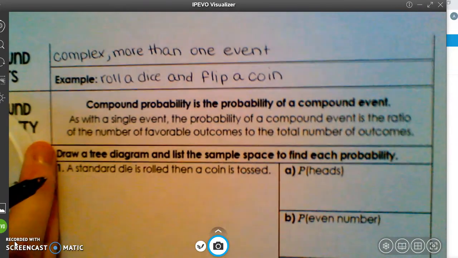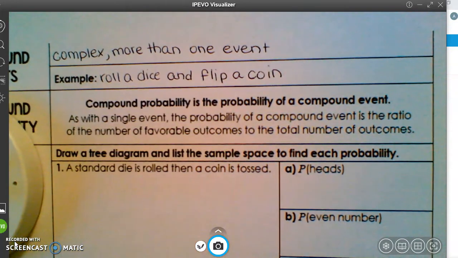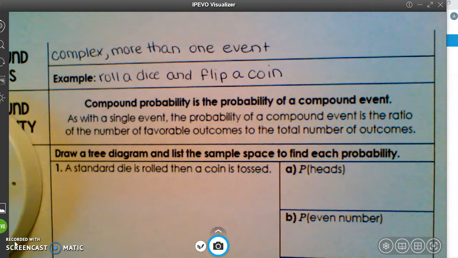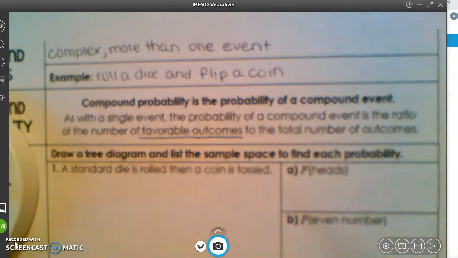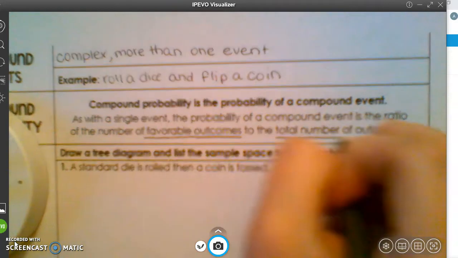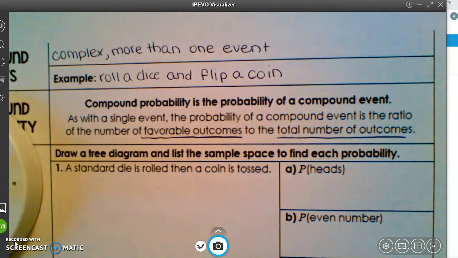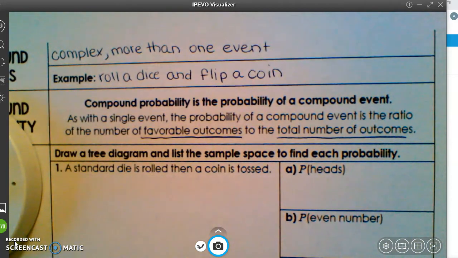Well, or compound probability. It's the probability of a compound event. So it's just like with single events. This is the probability that a compound event occurs. So you still do favorable over total, but finding favorable gets harder. Usually there are 2 different methods to do this. So there's 2 different ways to do this compound probability.